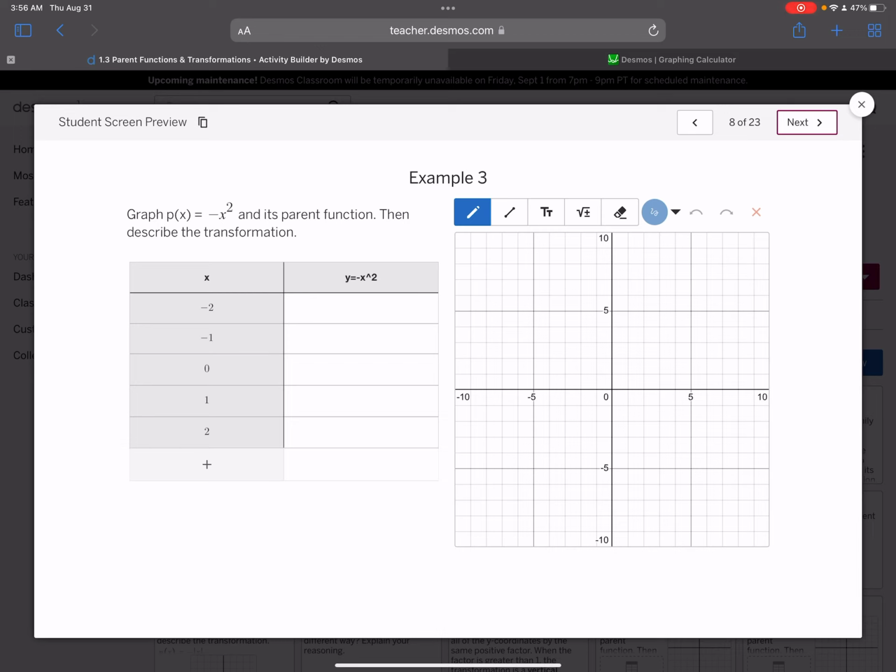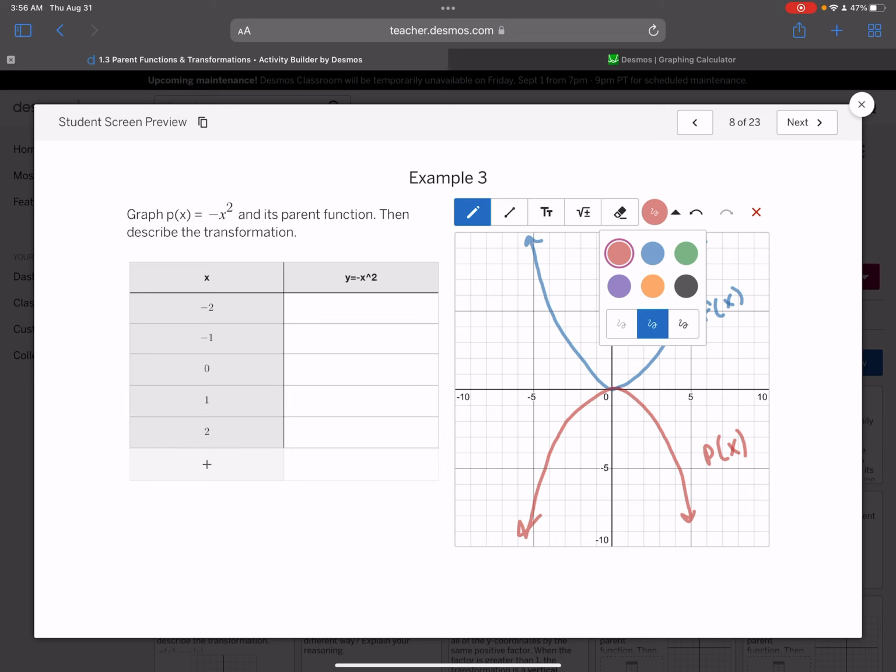here, I'll go ahead and draw a little sketch for you. That's my parent function. That's my new function. So describing this transformation, I know that this is a reflection over the x-axis.